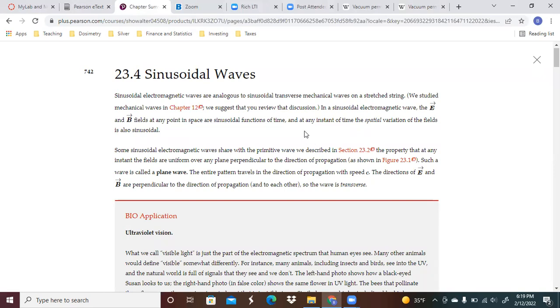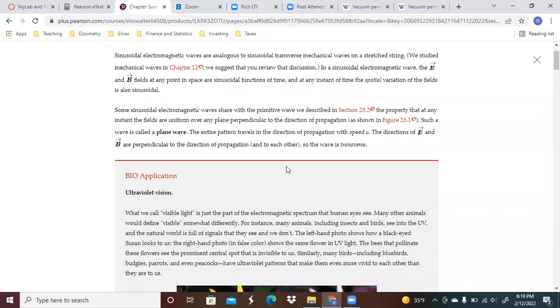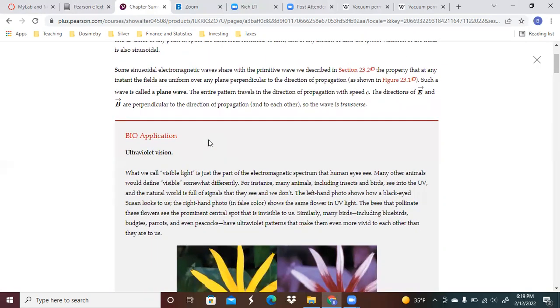So now we're going to take some of that information and go through the sinusoidal waves. These sinusoidal electromagnetic waves are very much analogous to the transverse mechanical waves that have been studied previously. It's just these waves don't need a medium to travel. At any instant in time, the spatial variation of the fields is also sinusoidal.